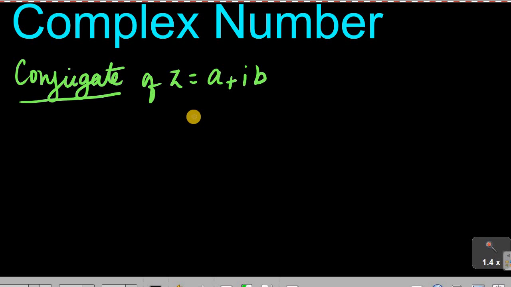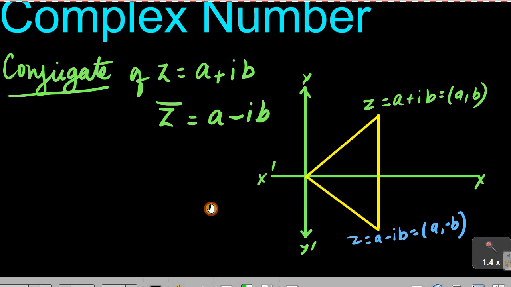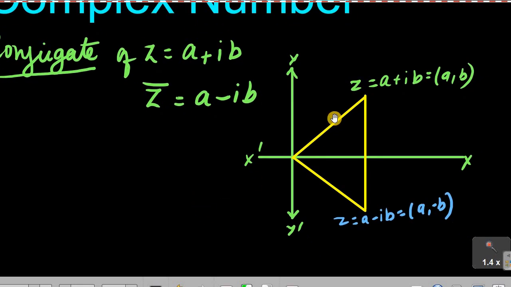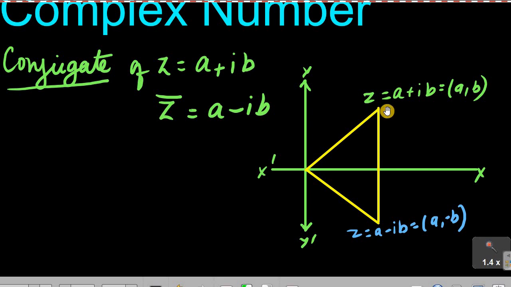We also have the conjugate of a complex number. If z = a + ib is a complex number, then its conjugate is given by z bar = a - ib. The geometrical representation of the conjugate of a complex number is shown in the figure alongside, where z = a + ib is a complex number, and its conjugate is denoted by a - ib.